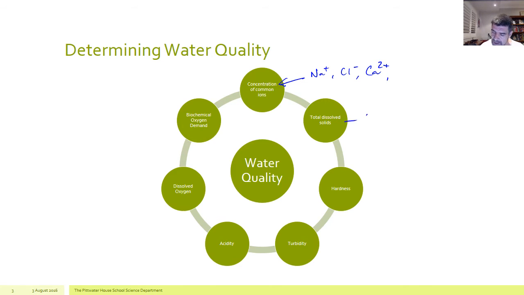We look at something called TDS, which is total dissolved solids. Now, that's generally speaking easily done just through evaporation, but we need to look at not just the type of ions that are present, but also how many in general are there. Water hardness, which specifically relates, as I said, to the presence of calcium and magnesium ions. Turbidity or clarity, and that's often related to the presence of suspended particles.